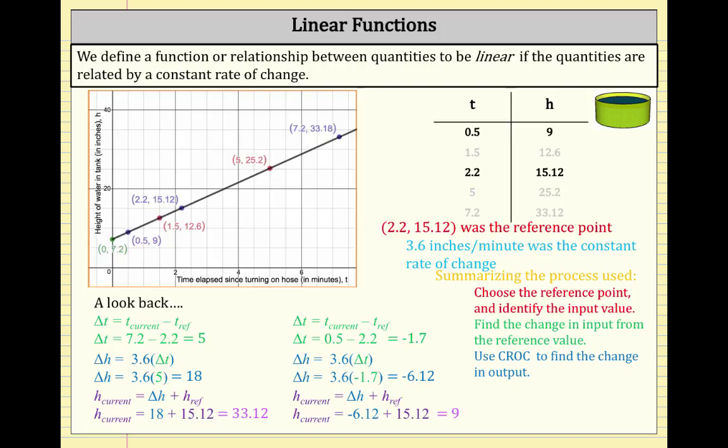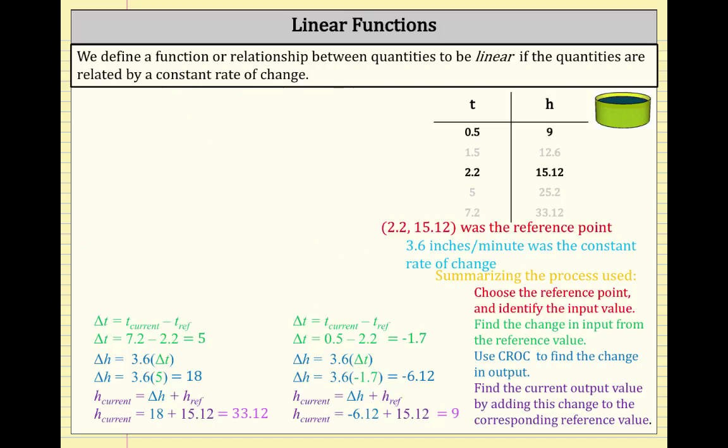We knew what the constant rate of change was, and then we used what we knew about the change in time to figure out the change in height. In this case, that change in height is the change in output. And then we find the current output value by adding the change in the output to the corresponding reference value. That's represented by the equation down at the bottom. So we took the change in height plus that reference height to figure out what the current height is. And the height in this case represented the output.